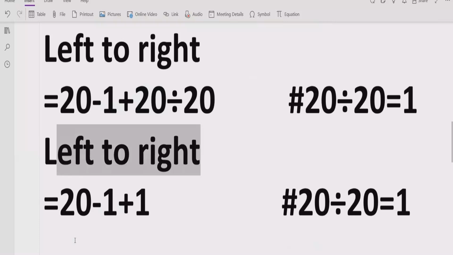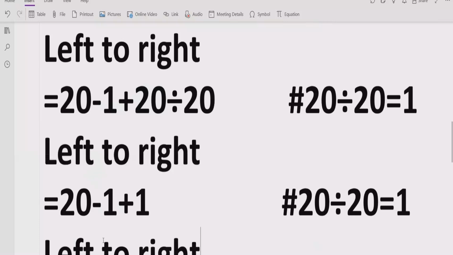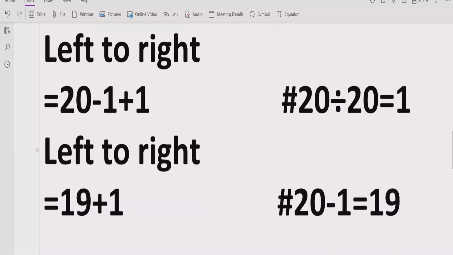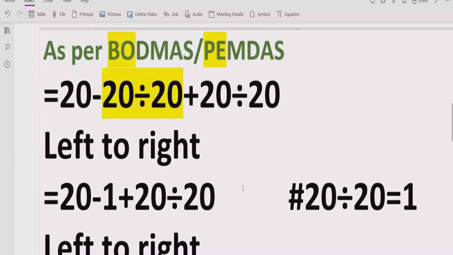So now we will solve addition and subtraction. Here we have 20 minus 1, which is equal to 19, and plus 1 we will write as it is. First we have 20 minus 1, which is equal to 19. And now we have two terms which are adding each other, so we will add both of them, which is equal to 20. So the answer of the given expression is 20.